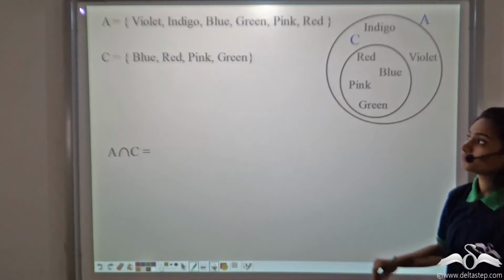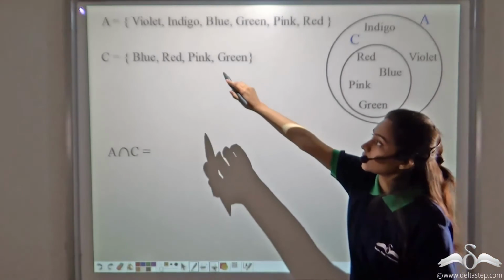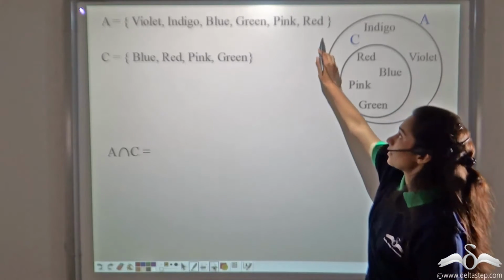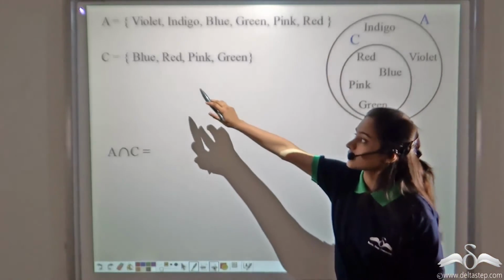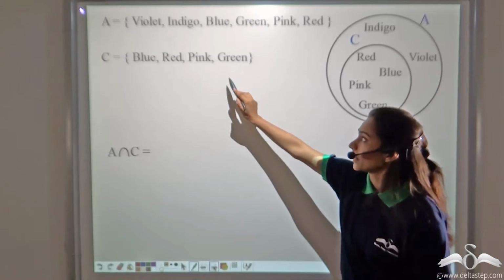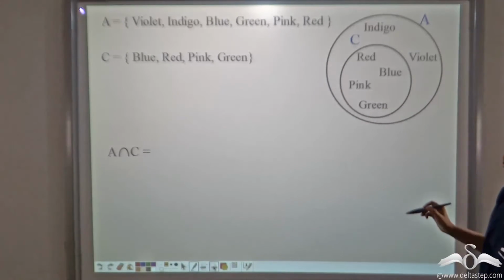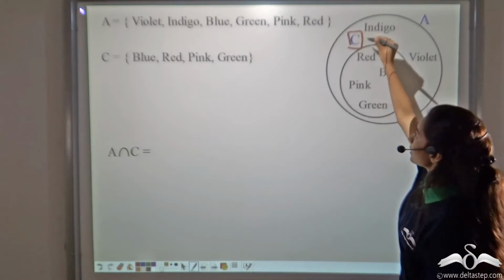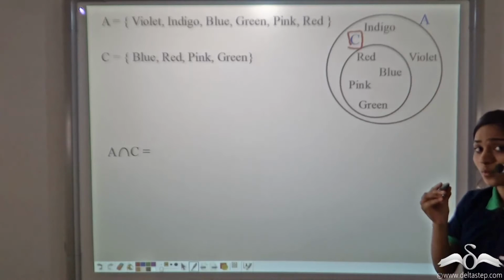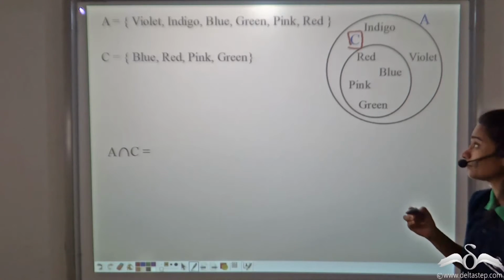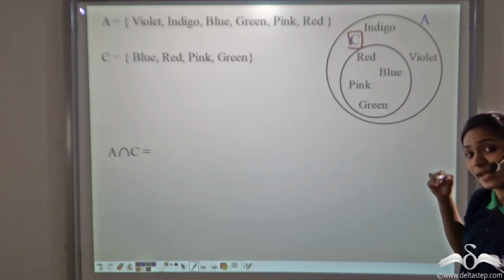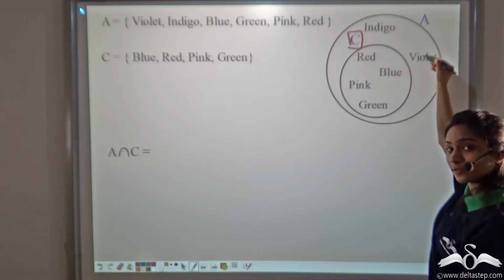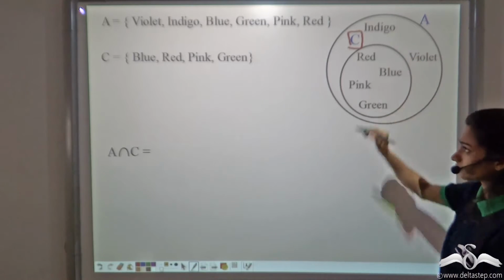Now take this example. Here A is the colors violet, indigo, blue, green, pink and red. And C is the set of colors blue, red, pink and green. Well, you can clearly see that C is a subset of A. Now what was a subset? You know already. A subset is a set contained in another set. So C is completely contained in A. So C is a subset of A.